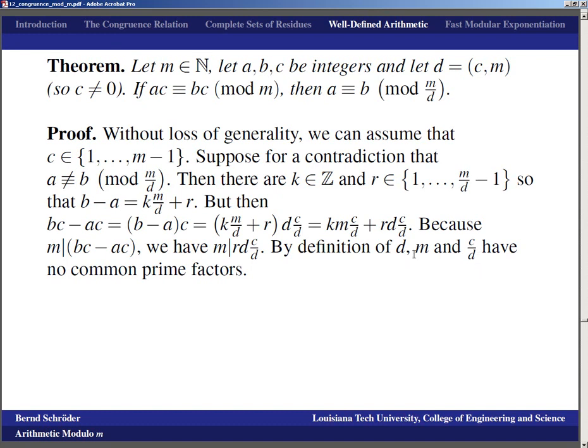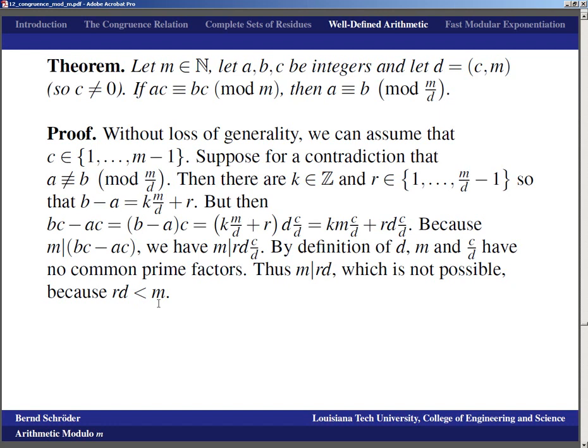Okay, so I was trying to say that this product is smaller than m, but that doesn't work out. So let's see. By definition of d, m and c over d have no common prime factors. Right. Yeah, that's because c over d is c divided by the common factors there. And so that would mean now that m divides r times d, right? Because if m has no common factors with c over d, then m must divide r times d. And that is not possible because r times d is smaller than m, right?